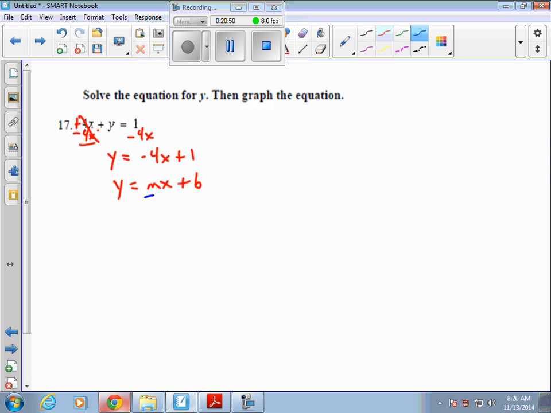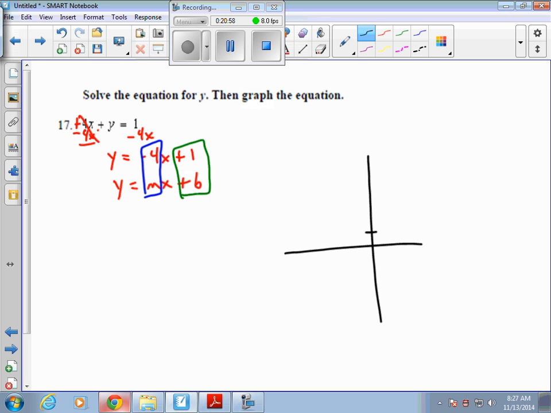This is your m value. This is your b value, positive 1. So when you graph this equation, begin at positive 1. There's your first point on your y-axis. It's always your y-intercept. Your m value tells you where to move. Remember, m is negative 4.